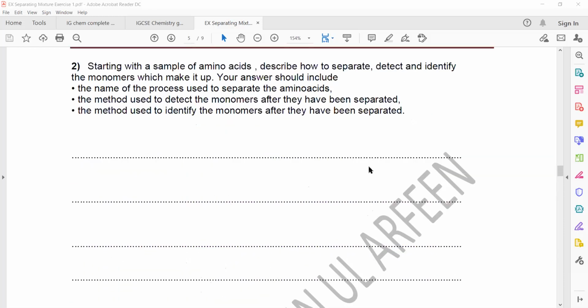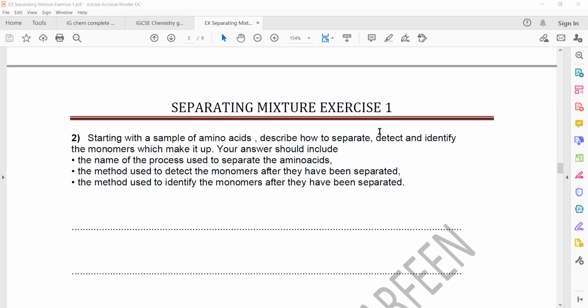This was a planning experiment. I will just quickly go through it. Starting with a sample of amino acids, describe how to separate, detect and identify the monomers which make up the particle. Monomer means small molecules. Name the process used to separate the amino acids. Which process will we use to separate amino acids?